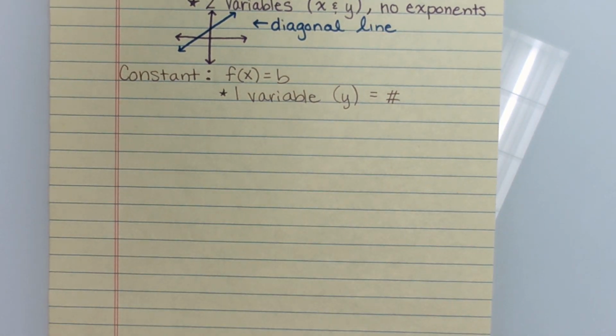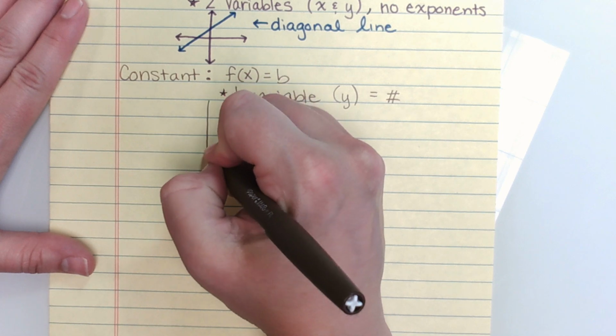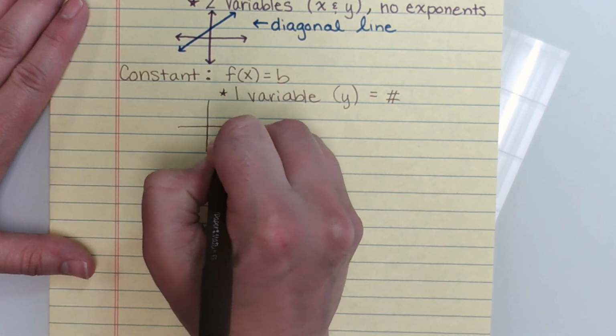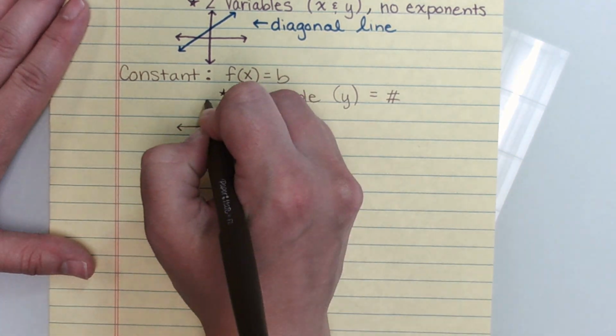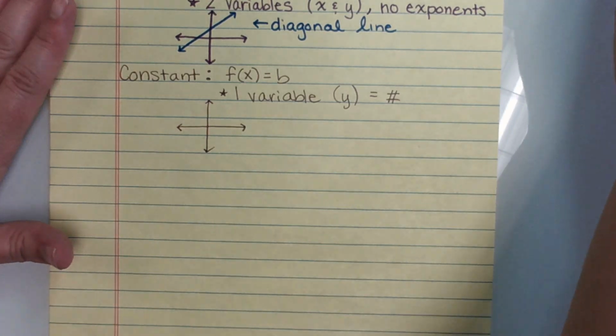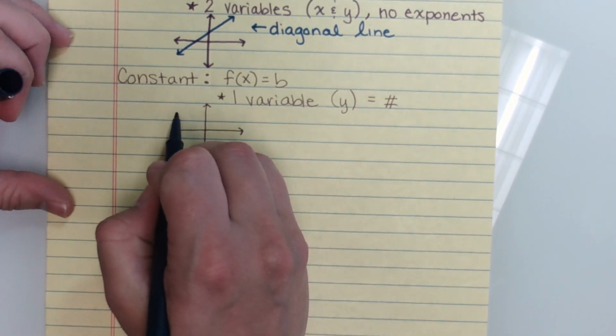It's called the constant function because it is constant. It's not changing. Variable means changing. We put letters as our variables to take place of numbers because we don't know what those numbers are at any given time. Constant functions are horizontal lines.